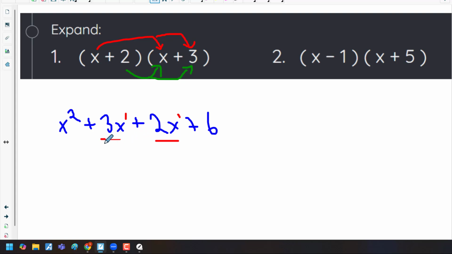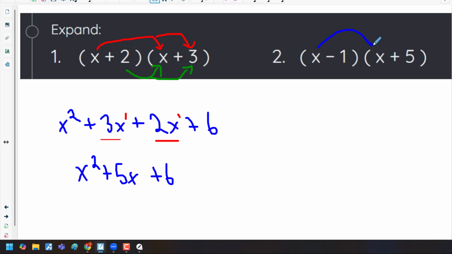In this case, it's just 3x plus 2x, so our final answer is going to be x squared plus 5x plus 6. And in this case, it is 5x and not 6x because you're adding 2 and 3. A lot of students make that mistake with 2 and 3. They think 2 times 3 is 5 for some reason. All right, let's move on.